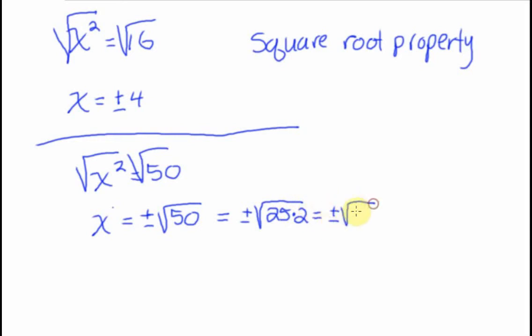and then break them into their own radicals. This is all from last chapter. And the square root of 25, we know that that's going to give us 5, square root of 2. So this is pretty awesome, because we wouldn't have been able to solve this one.